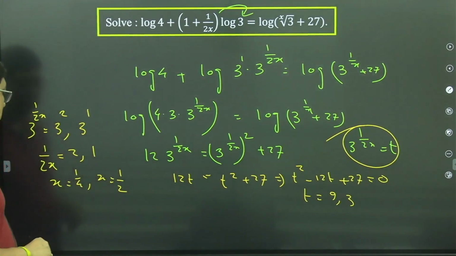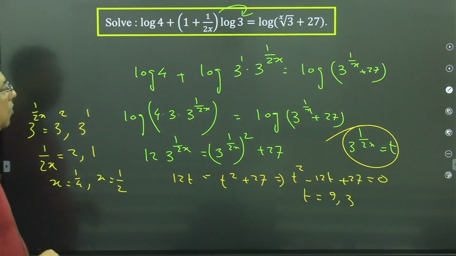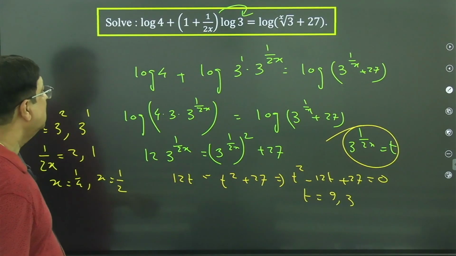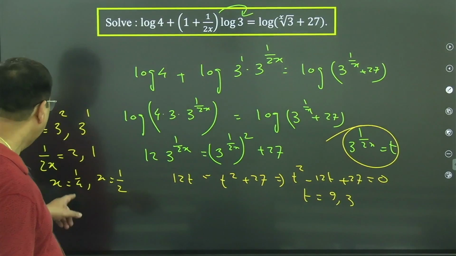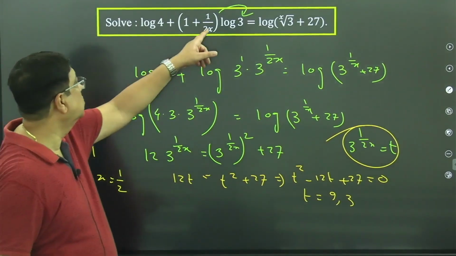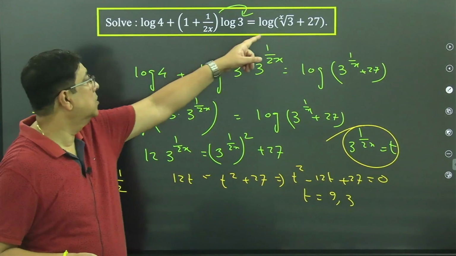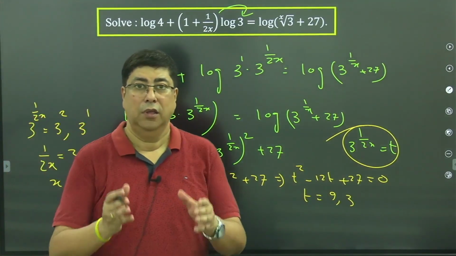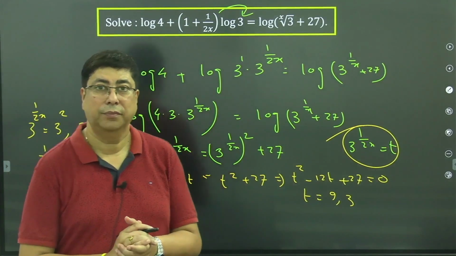ठीक है, x equal to 1/4 और x equal to half in this way. So everybody, it is getting satisfied. Just see one thing. If we put 1 by 2x equal to 2, this is 2, okay, is the answer. Let's go to the next one.